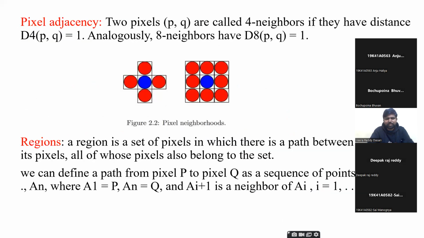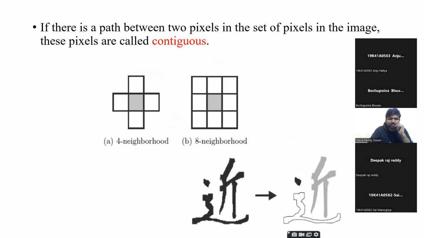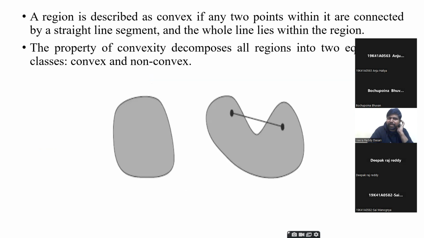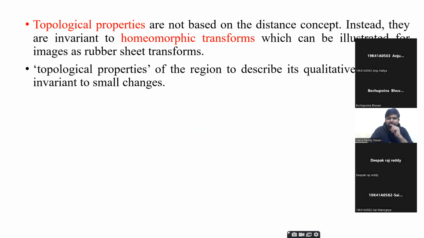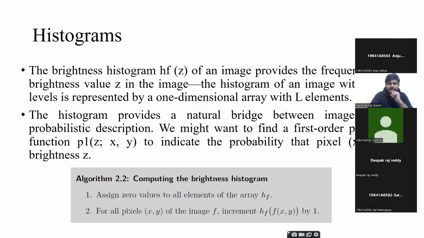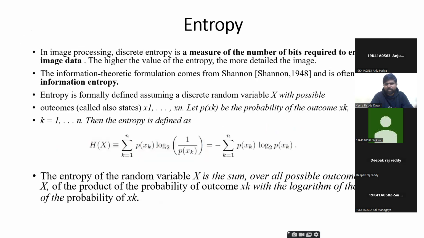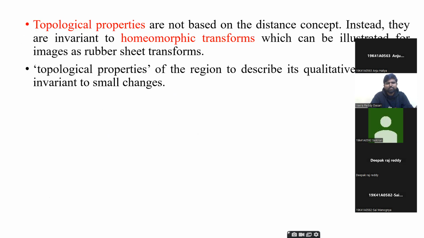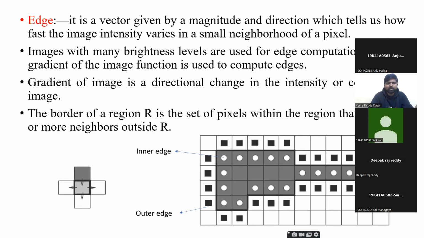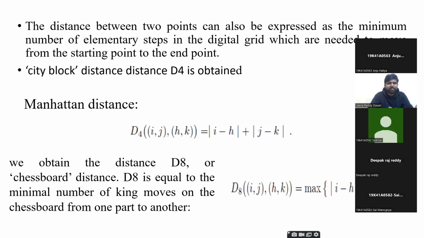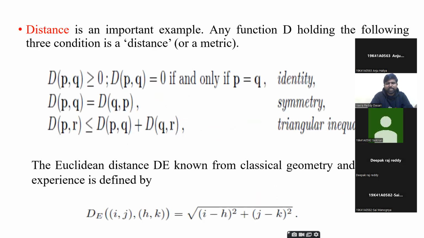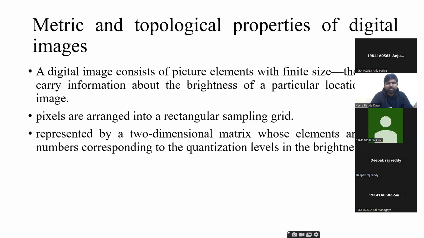Apart from that, topological properties like pixel adjacency, region, hole, edge. These topics I will explain tomorrow. So meanwhile, you just go through whatever I explained to you in the histogram topic. Hope you got the important questions, whatever I'm explaining, like histograms, topological properties, I'll explain tomorrow, same time. And distance metrics, I explained today and in the class also.